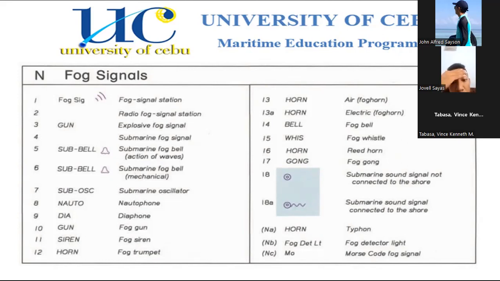So NA, typhoon. NB, fog detector light. NC, Morse code for fog signal. Next.